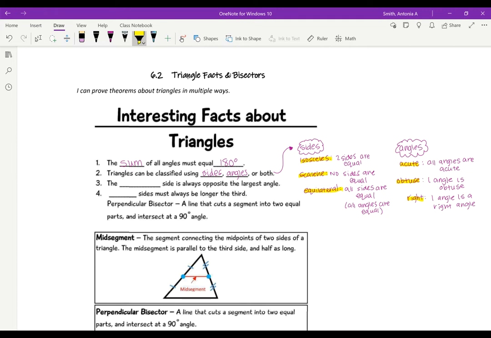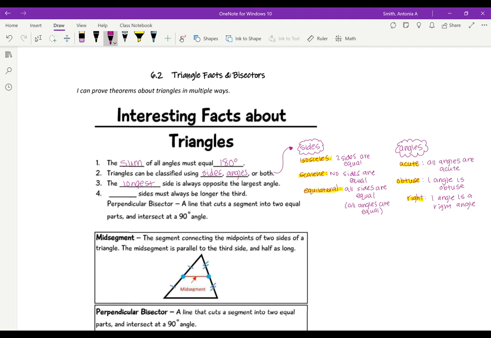Number 3, okay, the longest side is always opposite the biggest angle. Okay, which kind of makes sense when you think about it. If you have a giant angle like that, the longest side is going to need to be able to connect those 2 ends together. So that makes sense.